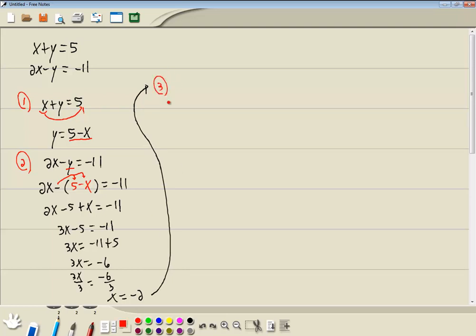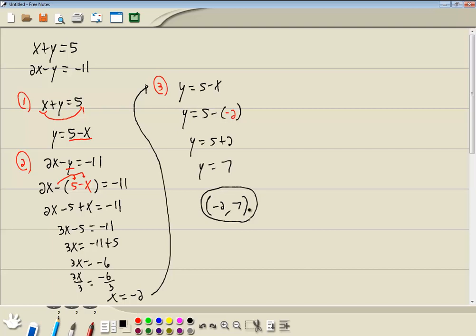Step 3. We now want to plug this value into the equation from step 1. The equation from step 1 will always be solved for the other variable. So it's y is equal to 5 minus x. And again, we're going to replace our x with parentheses, and then we said the x was negative 2, so we'll put a negative 2 in there. Now a negative negative gives you a positive, so we've got 5 plus 2, or y is equal to 7. So this answer would be negative 2, 7. And that's our solution for that system of equations.